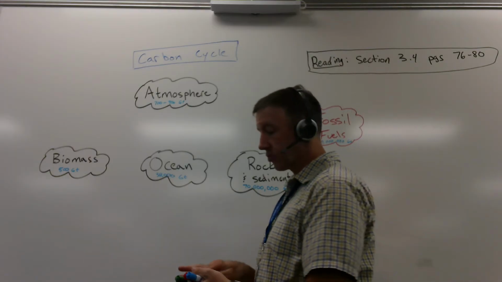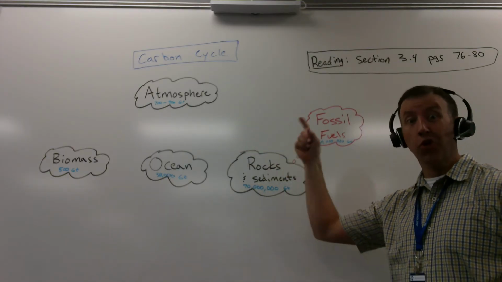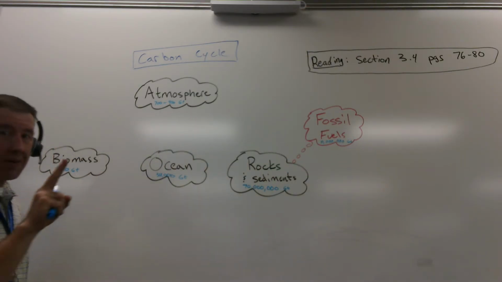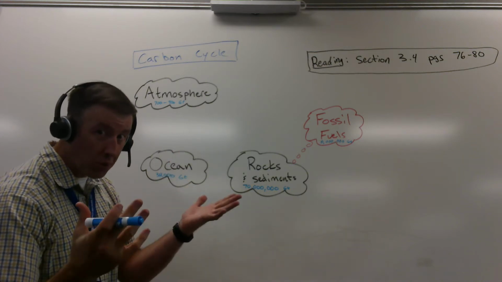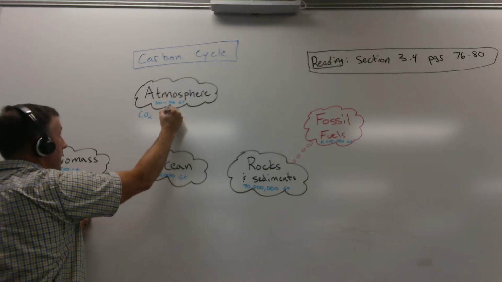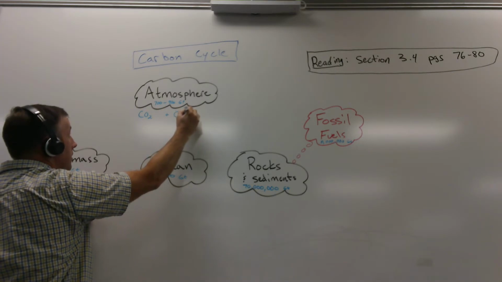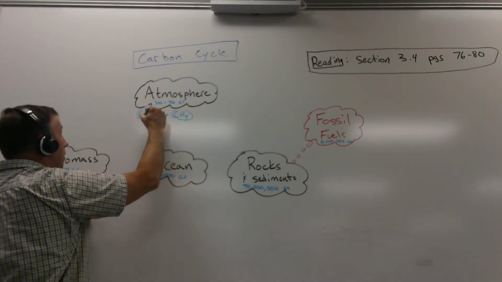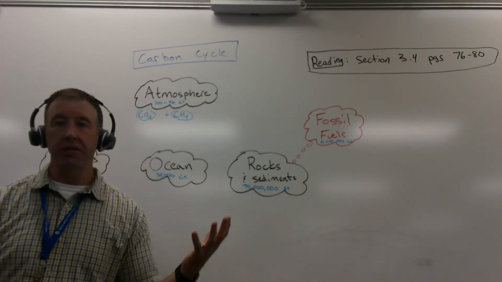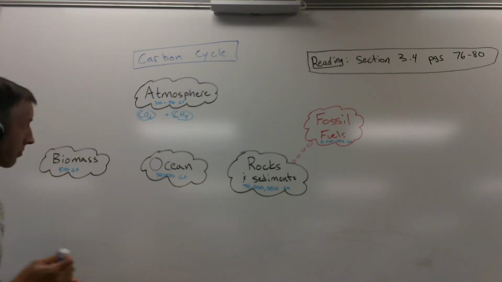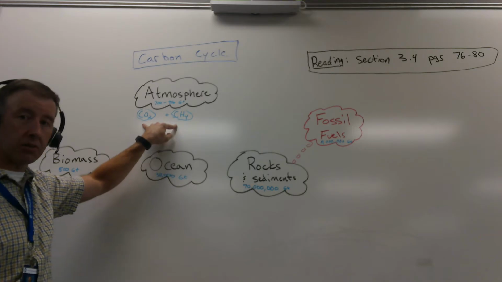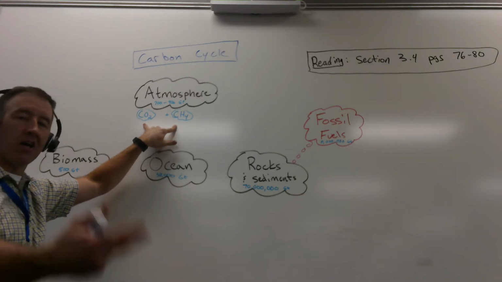Okay, so once you have all that in place, we are ready to start throwing some arrows up on this bad boy. So let's do this with the atmosphere. Now, in the atmosphere, carbon primarily takes two forms that are important to us at this point. We're going to be carbon dioxide and methane. Now, there are other carbon containing compounds in the atmosphere, but those are our primary two that are important at this stage of the game.